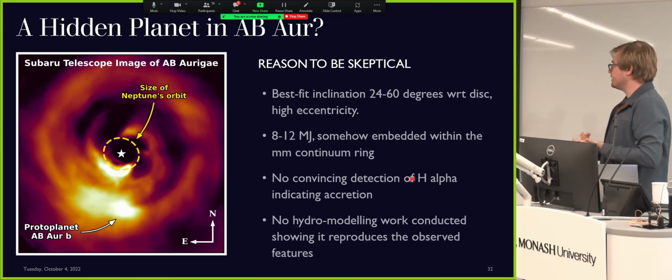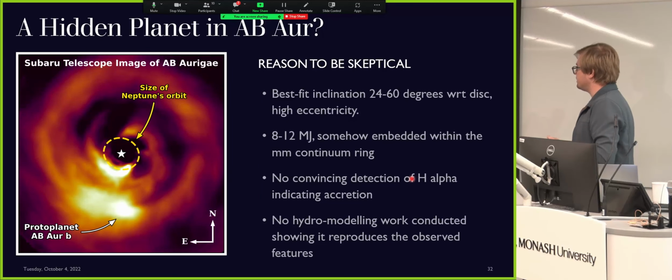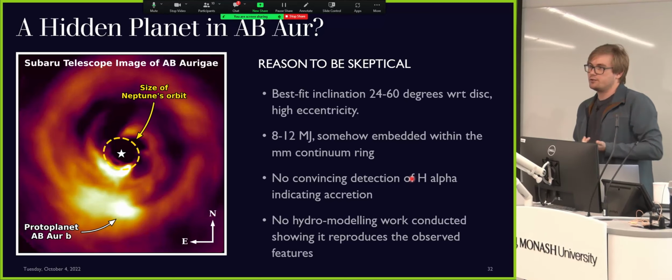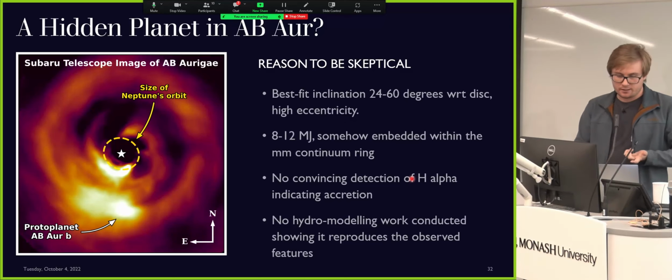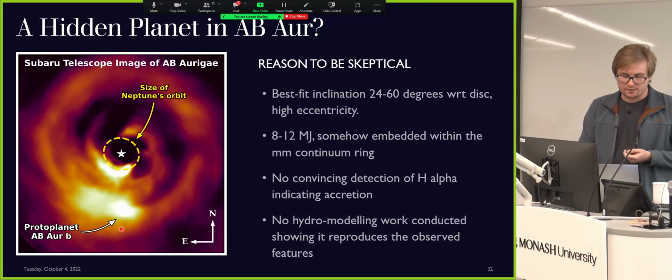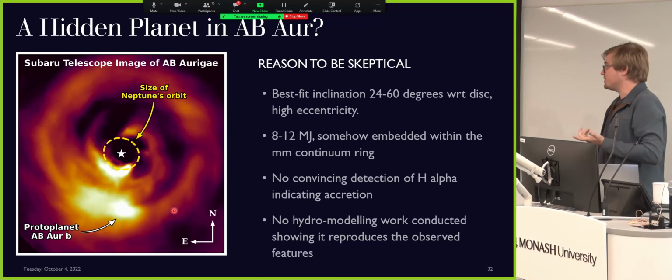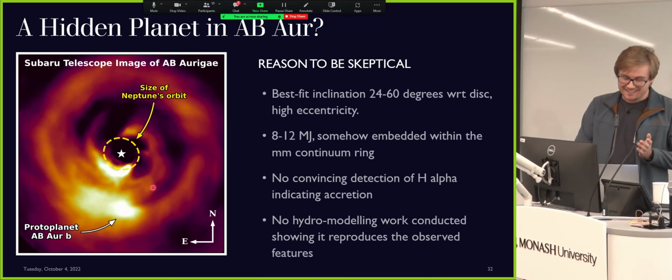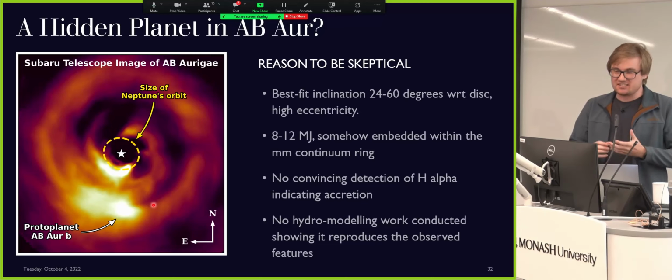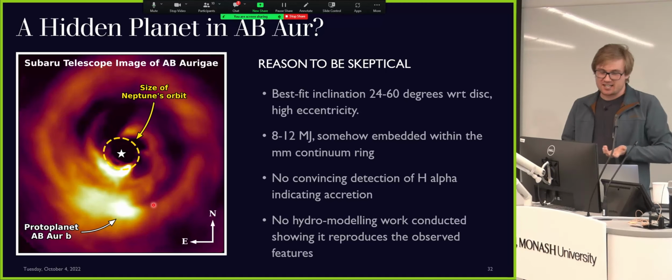You might have seen recently in the press earlier this year a claimed detection of a protoplanet in AB Aurigae by Curry et al. This is a total intensity image of the disk, and you can see this bright spot just down here on the south. I'm almost certainly biased, but there are reasons to be quite skeptical of this detection.